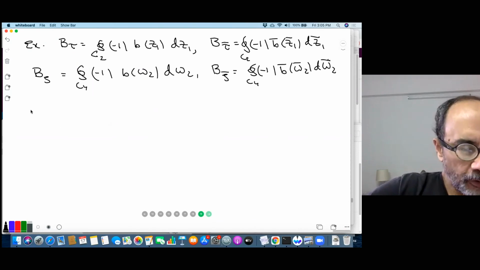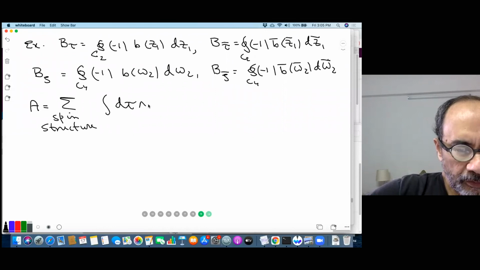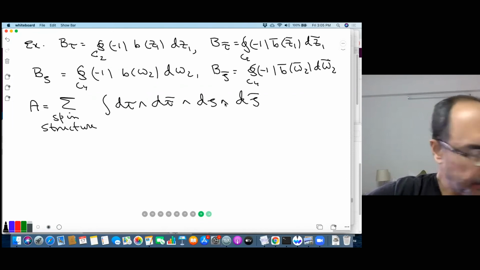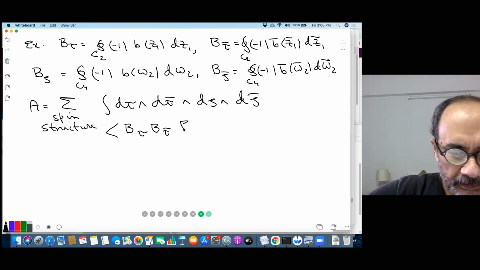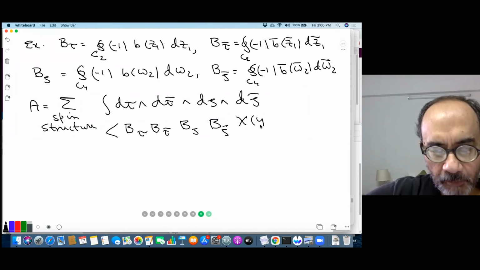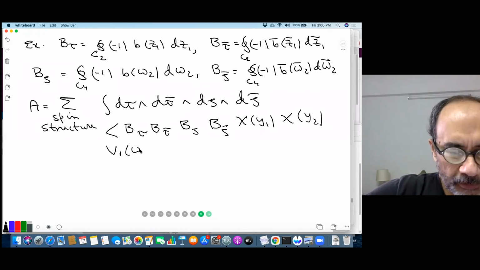And so the amplitude will be given by a sum over spin structures, which is part of the integration over the moduli space, and integral d tau, d tau bar, d zeta, d zeta bar, and then the matrix element that you have to compute is b tau, b tau bar, b zeta, b zeta bar, chi of y1, chi of y2, and then v1 at w1 equal to 0, and v2 at w2 equal to 0.